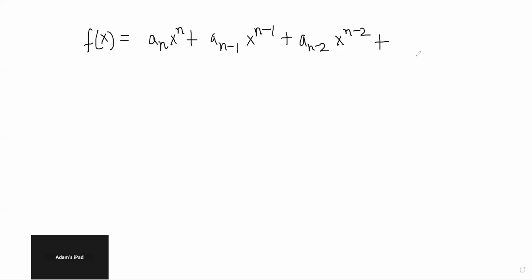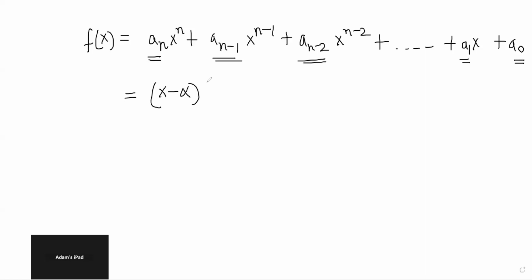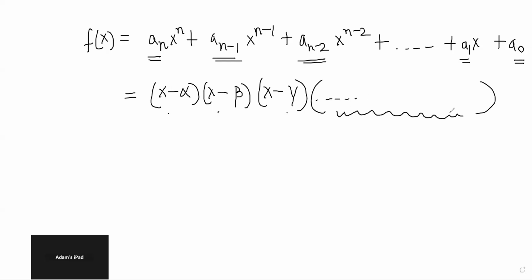This is my general polynomial. All the a's are some numbers, right? Now, if it can be factorized like this, x minus alpha, x minus beta, x minus gamma, and so on, and maybe at the end you will be left with some lowered polynomial. Suppose I have factorized it like this, three factors are coming out, then what is the degree of the polynomial inside here? N minus 3.